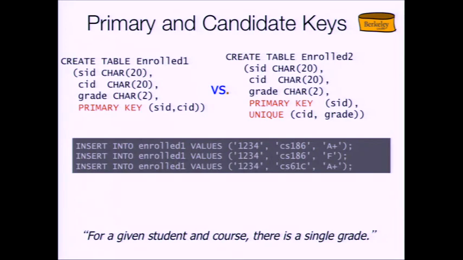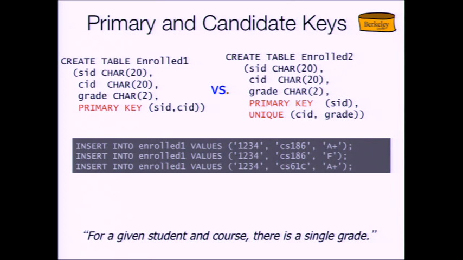So let's start with enrolled one. We're going to start inserting new records into enrolled one. This says student 1234 took this wonderful class CS 186, and hey, they got an A+. Great. Okay. So that gets into the database. Now, insert into enrolled one: student 1234 took CS 186, and they got an F.